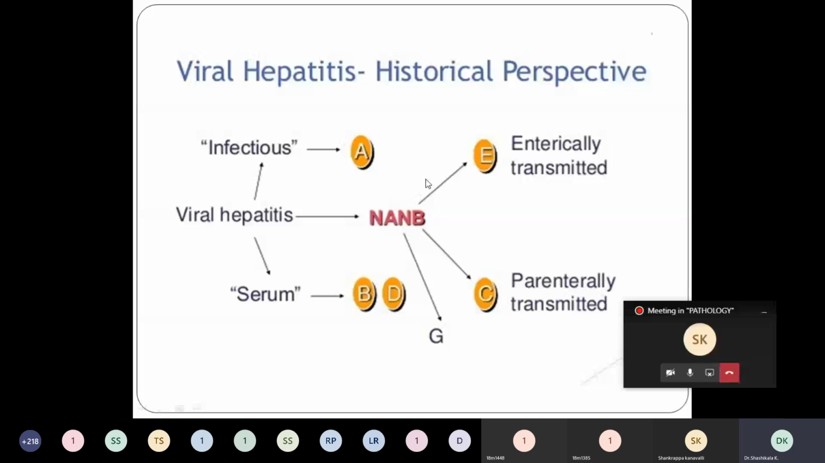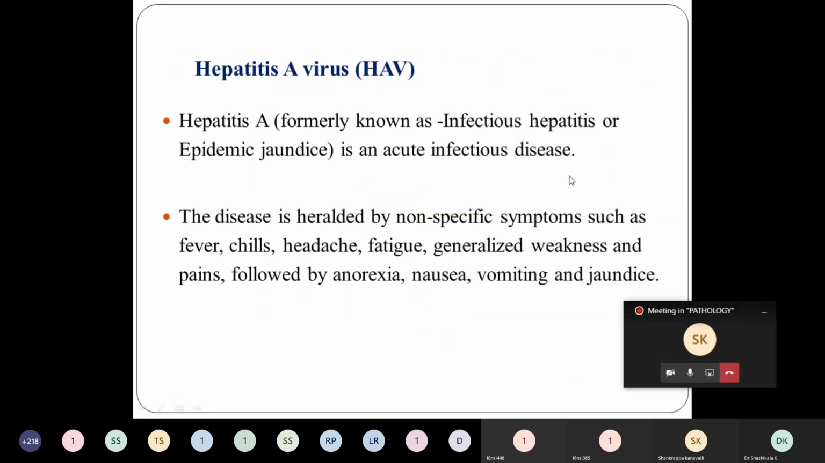So infectious hepatitis is hepatitis A, and viral hepatitis that is hepatitis C is parenterally transmitted, and serum hepatitis is B and D, as well as G, which has parenteral transmission. Enterically transmitted is going to be hepatitis E. So coming to the individual viruses, before studying, you have to know the structure of the viruses. Hepatitis A virus is called hepatovirus. Then we come to the clinical pathology, pathogenesis, as well as the diagnosis and management aspects.